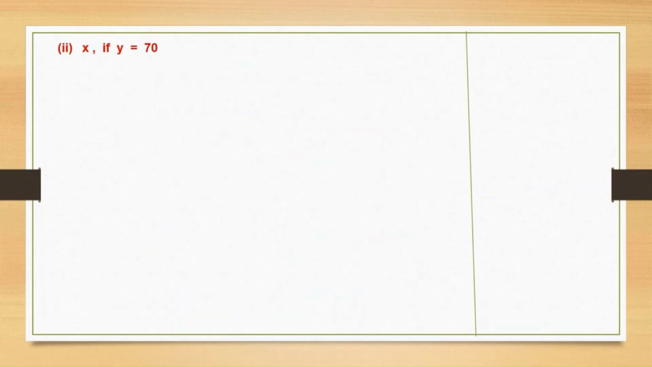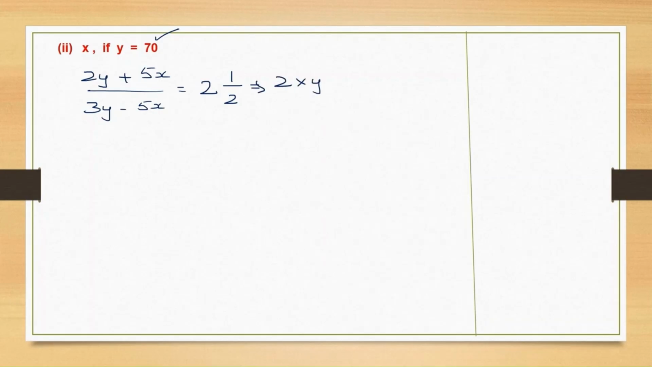Question 2, we have to find the value of x and the value of y is given to us. So the question is 2y plus 5x divided by 3y minus 5x is equal to 2, 1 by 2. So wherever we have y, we're going to substitute that with 70 because that is what is given to us in the question. So this is 2 into y plus 5x divided by 3 into y minus 5x, and together it is equal to 2 1 by 2.